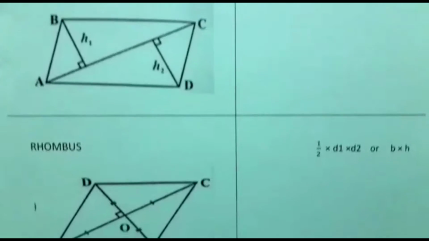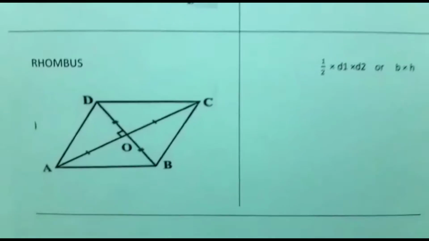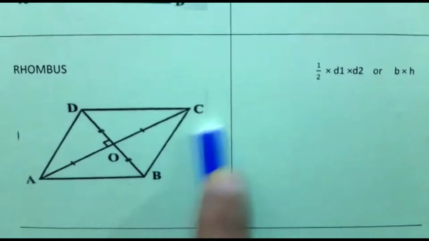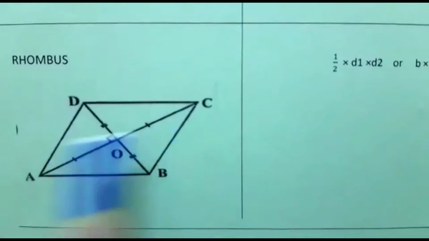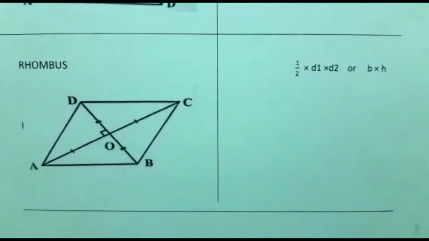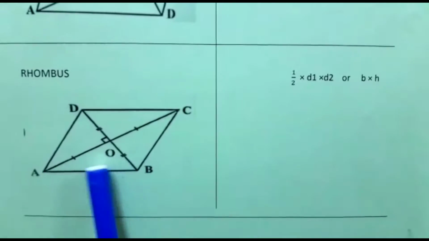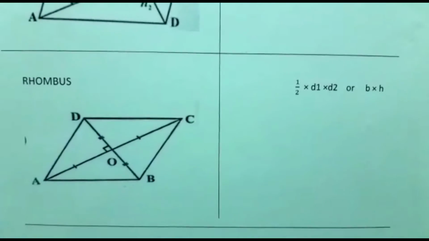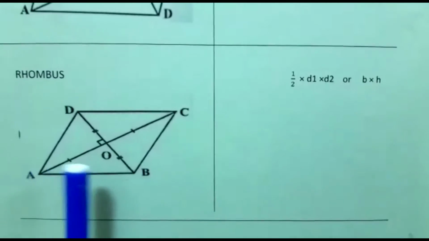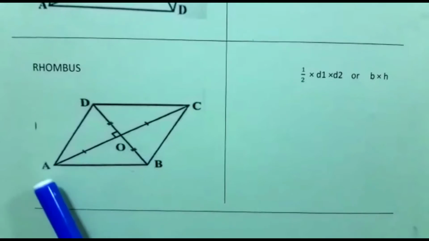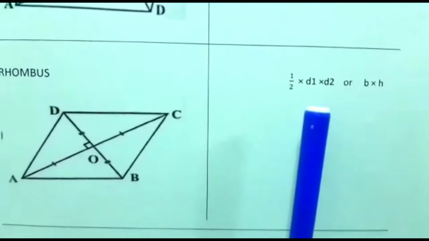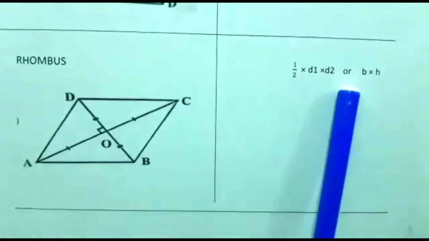Third shape is a rhombus. In a rhombus, all sides are equal and the two diagonals bisect at right angles. It's a different shape with different measurements. There are four triangles and the formula half into b into h. If we simplify, we will get half into half multiplied by diagonal 1 and diagonal 2. So the area of the rhombus is equal to half multiplied by d1 into d2.